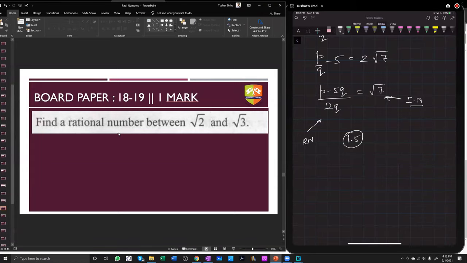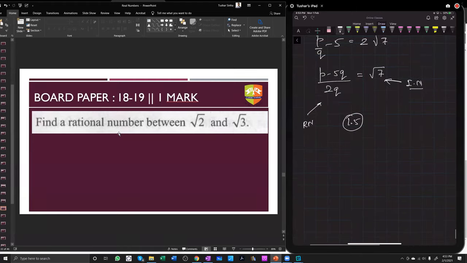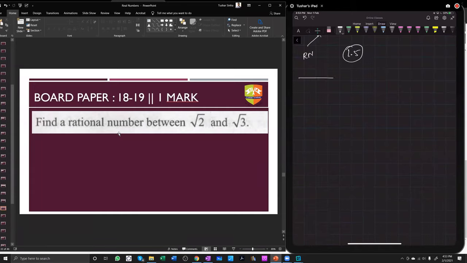Find a rational number between root 2 and root 3. Find an irrational number between root 2 and root 3, if that is the question. Can anyone tell me? Irrational number between root 2 and root 3. How will you calculate that? Root 2 plus root 3 by 2. Perfect. Very good. Nice. Or 4th root of 6.